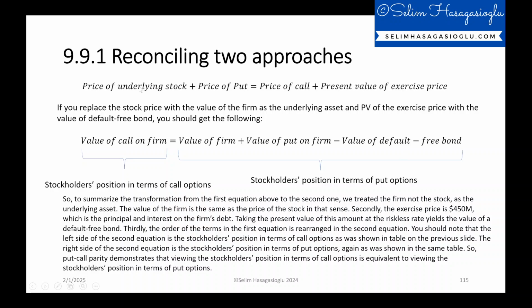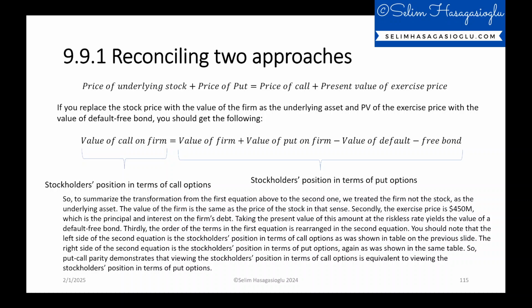So looking at the put-call parity, the price of the underlying stock plus the price of a put should be equal to the price of a call plus the present value of the exercise price. If you replace the stock price with the value of the firm as the underlying asset, and the present value of the exercise price with the value of a default-free bond, you should get the following. Value of call on firm is equal to value of firm plus value of put on firm minus value of default-free bond. The left side of this equation represents the stockholders' position in terms of call options, while the right side represents the stockholders' position in terms of put options.